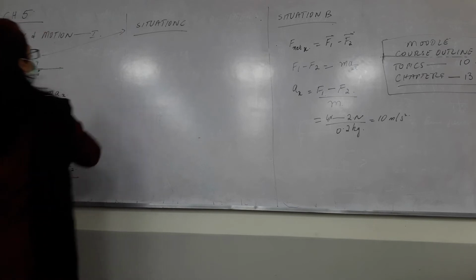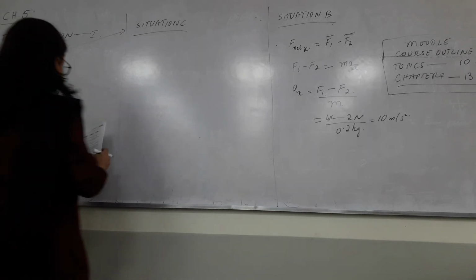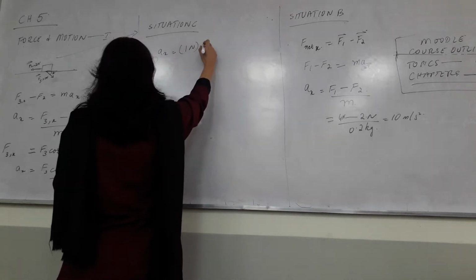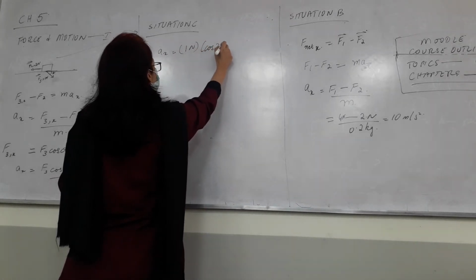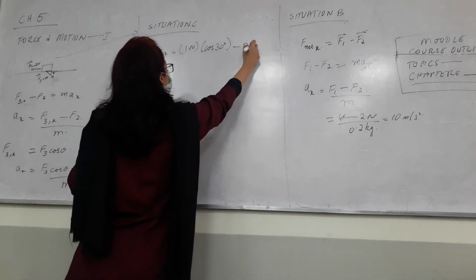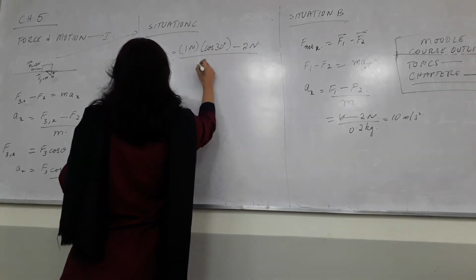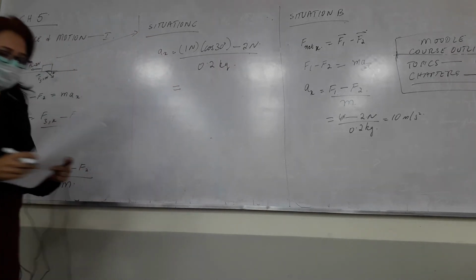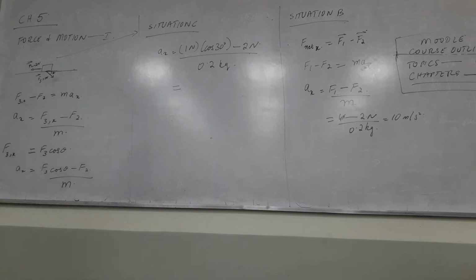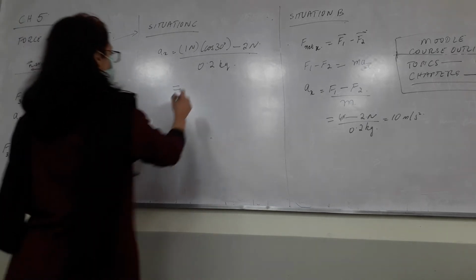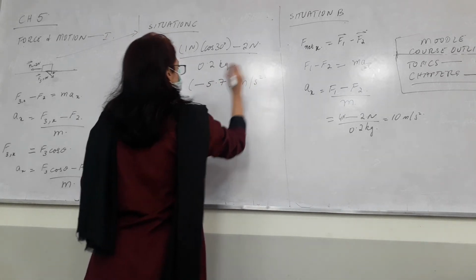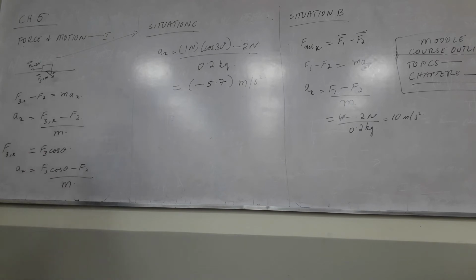So, in this case, we have Ax is equal to F3, which is 1 Newton multiplied by cos of 30 degrees minus 2 newtons, which is the value of F2 divided by the mass, which is 0.2 kg, and you get the answer. What is the answer? So, this is interesting. What do you mean by minus 5.7? Towards F2. Okay. Right. Okay, it's the opposite direction.